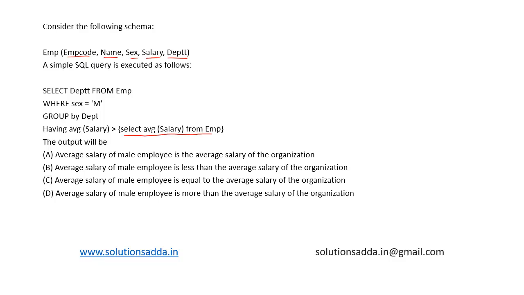So this particular statement takes the average salary of all the employees, and in this particular statement it selects all males from the department and groups them by the department. So here we are going to get the name of all departments in which the average salary of male employees is greater than the average salary of all employees in the company. So the output will be based on the options. Option D, average salary of male employee is more than the average salary of the organization. So option D is the right answer here.